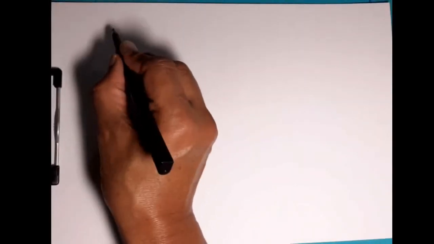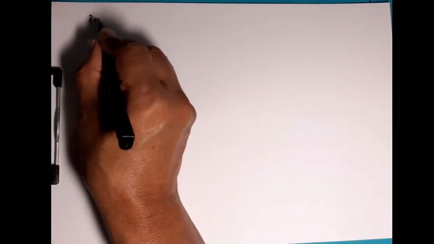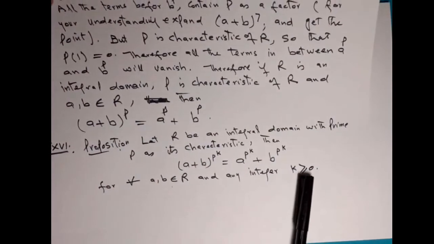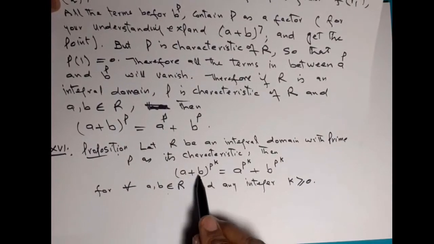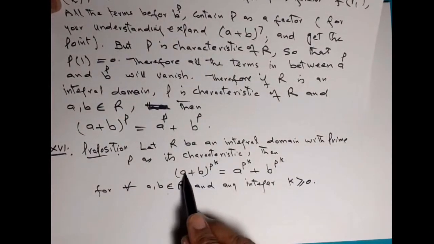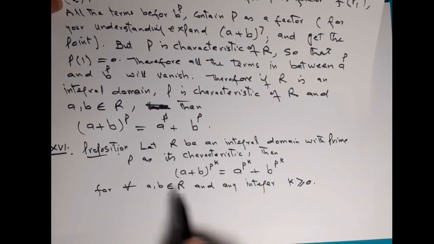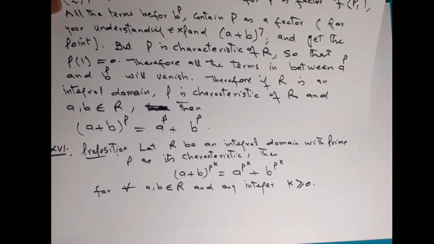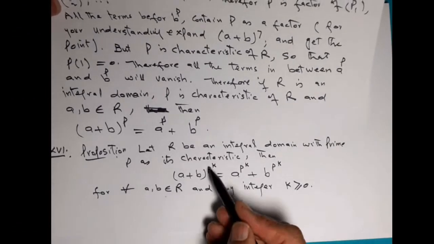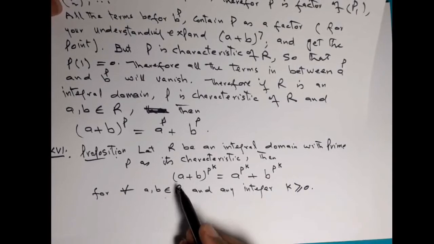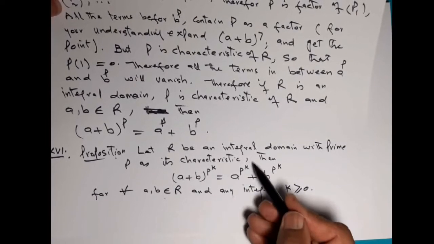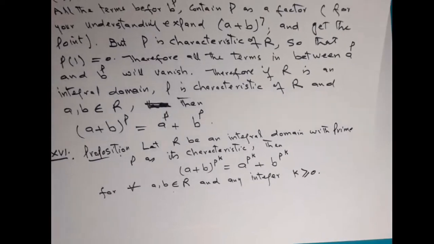So for the proof, the condition is for k greater than or equal to 0. Note that if we take k equal to 0, then a plus b raised to power P raised to power 0 is a plus b raised to power 1, which becomes a plus b, equal to a plus b. It is just trivial, because when you put k equal to 0, P raised to 0 becomes 1, and a plus b raised to 1 is equal to a raised to 1 plus b raised to 1, which is just obvious.